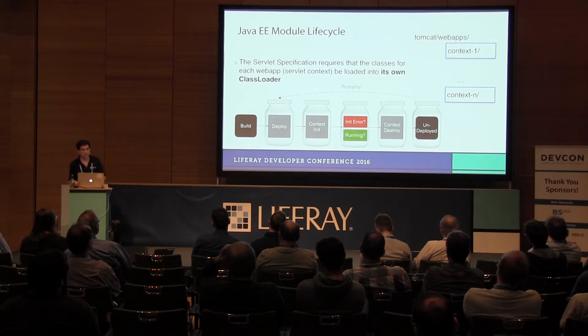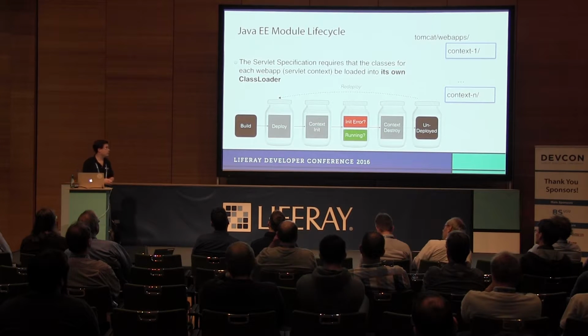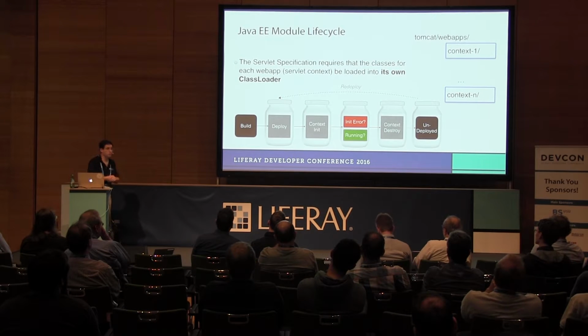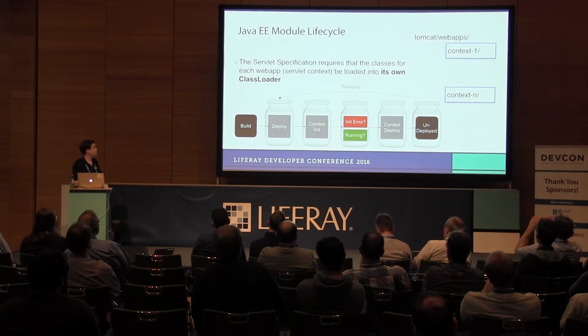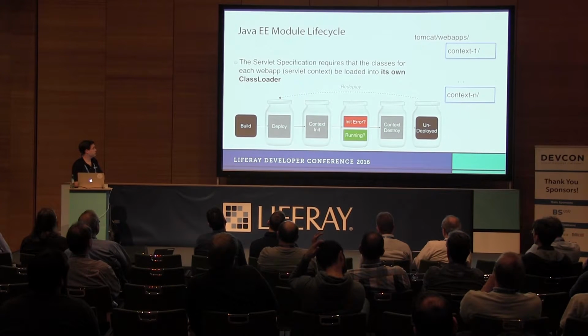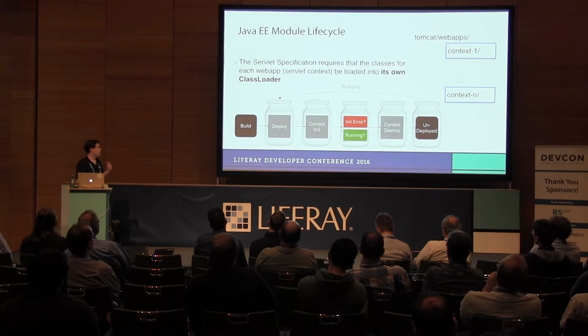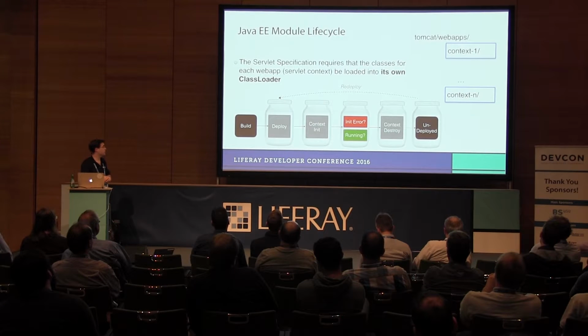The servlet spec requires that the classes for each one of these web apps is in its own class loader. And I've tried to illustrate the life cycle here. Of course, you're going to build your WAR, perhaps with Maven or Ant or Gradle. You'll deploy it, perhaps you'll copy it to Tomcat webapps. Then it undergoes context initialization. It either succeeds or it fails. Then when it's time for it to go out of service, or to be undeployed, you can just delete it from Tomcat webapps. It'll get a destroyed event, and then it's technically undeployed.